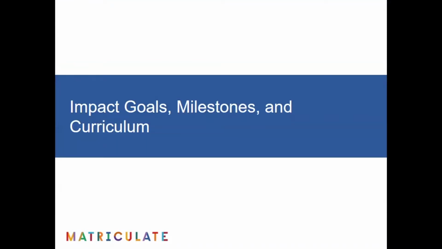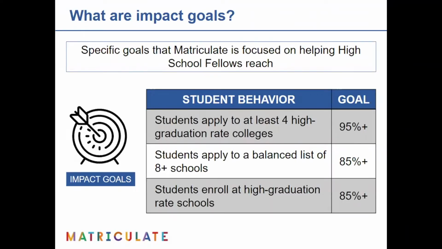Before we get into your toolkit, I'm going to start by introducing three core elements of our program structure: impact goals, milestones, and curriculum. Together, these pieces form the foundation of the advising timeline and all of the resources at your disposal. Let's start with Matriculate's impact goals, which are the concrete metrics that guide our work by helping us measure program impact. In order to translate our mission into actionable goals, we identified these three core behaviors as the foundation of our program structure and advising timeline. While we know that advising fellows' impact goes far beyond these numbers, these goals give us consistent benchmarks to measure certain aspects of that impact.